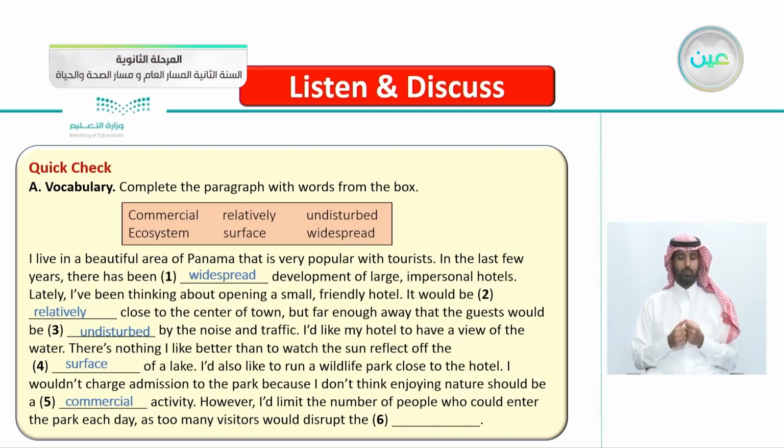How much would he be charging? He says, I wouldn't charge admission to the park because I don't think enjoying nature should be a commercial activity. However, I'd limit the number of people who could enter the park each day, as too many visitors would disrupt the ecosystem. So this is the paragraph here. What kind of hotel would he like to open? Where? And how much would he charge for the admission of the park for the wildlife?